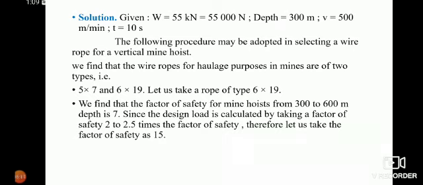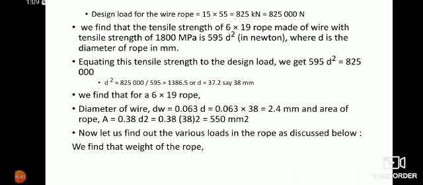We find that the wire ropes for haulage purposes in mines are of two types, 6 into 7 and 6 into 19. Let us take the rope type as 6 into 19. We find that the factor of safety of a mine hoist for 300 to 600 meter depth is 7. Since the design load is calculated by taking a factor of safety 2 to 2.5 times the factor of safety, let us take the factor of safety as 15. Design load of the wire rope is 15 into 55 equal to 825 kilonewton.